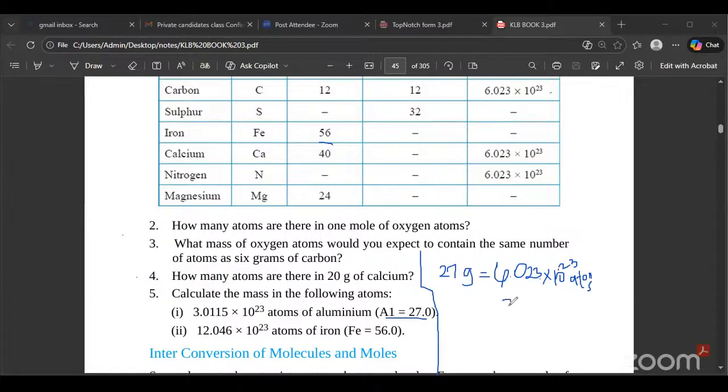What about 3.0115 multiplied by 10 raised to 23 atoms? What is the mass? Yeah, that is the question that we're asking ourselves. Calculate the mass. You cross multiply, the one that we're looking for with this one.